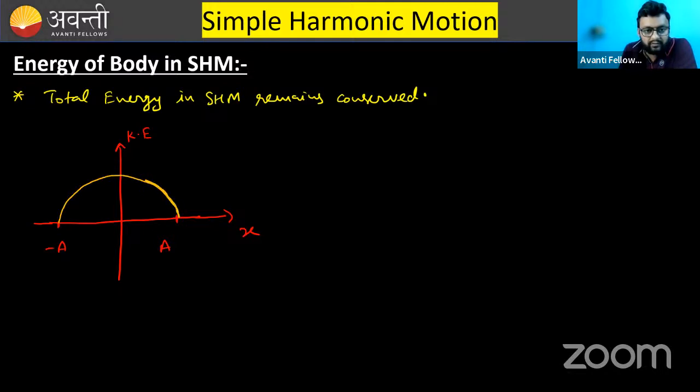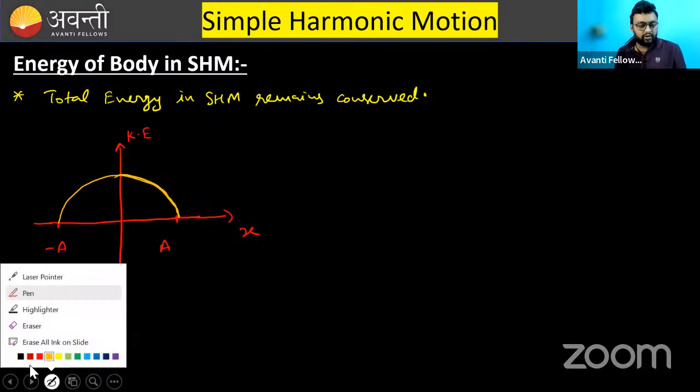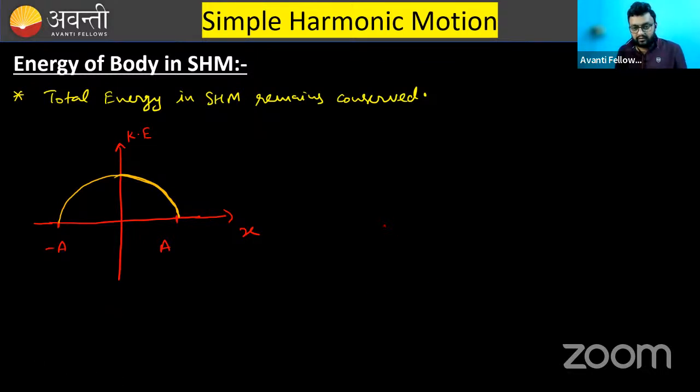This is a parabolic curve. Try to remember, this is a parabolic curve. The kinetic energy versus position graph is a parabola, and at the extreme position, kinetic energy is zero, and kinetic energy is maximum at the mean position. Clear? Now, again, if I draw the curve for potential energy, how will it look?